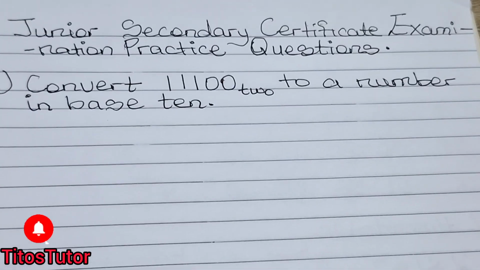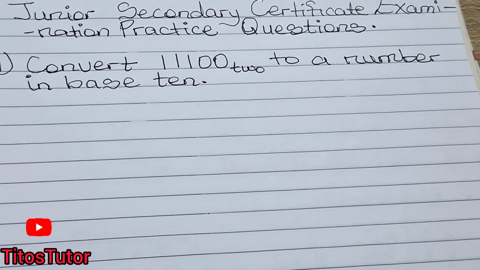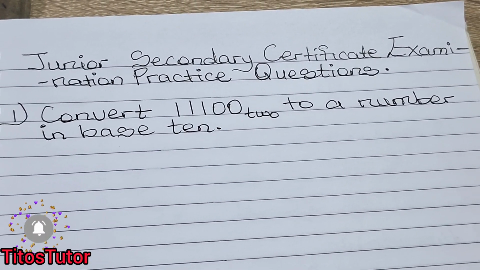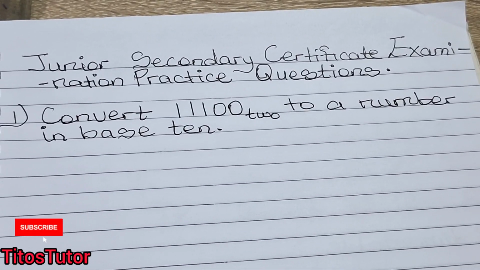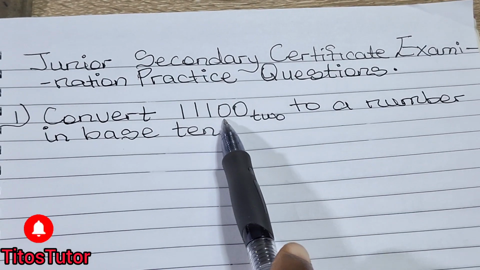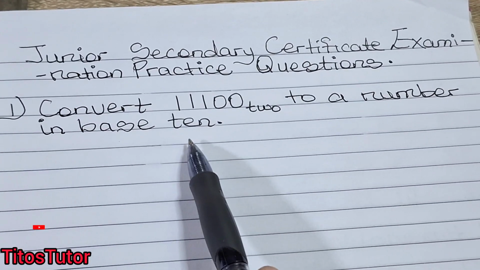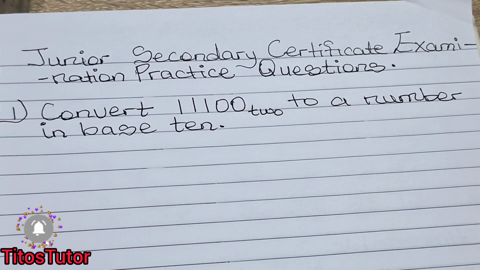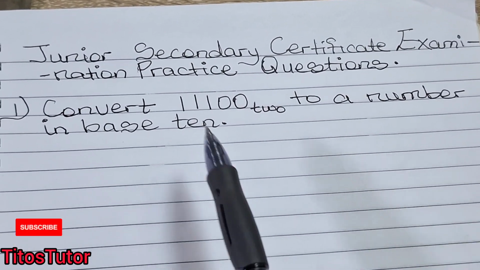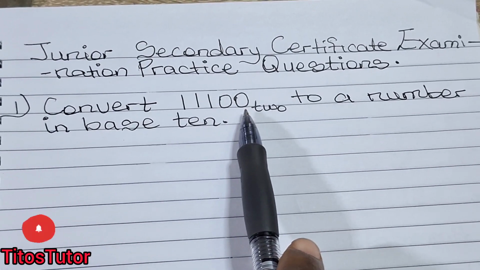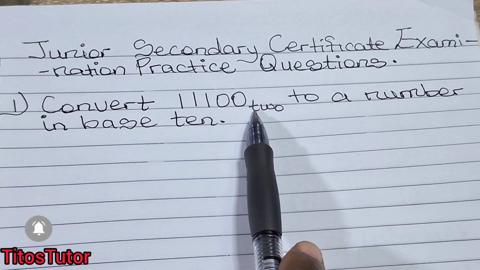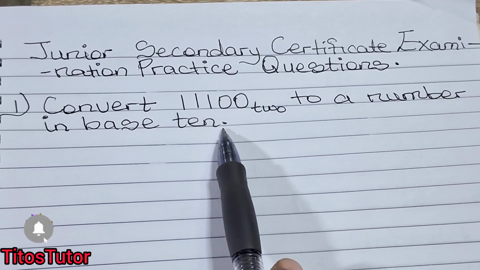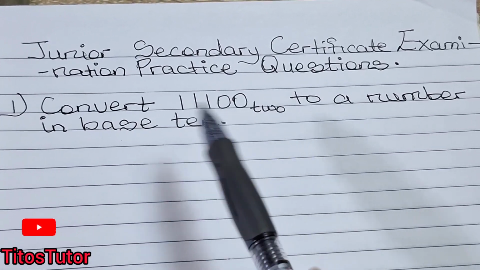The first question on our screen is convert 11100 in base 2 to a number in base 10. This is a binary number and you want to convert it to a base 10 number. And to do that, you will expand this in base 2 and solve it. Once you expand it in base 2 and you solve it, it automatically turns into a base 10 number. So let's go. How do you expand your numbers in base 2?